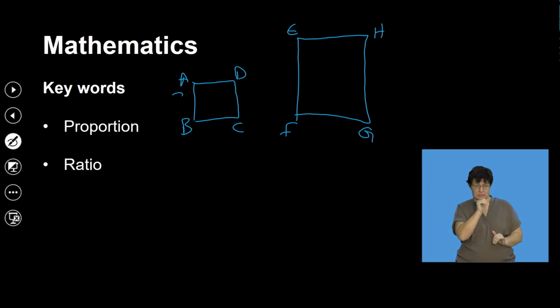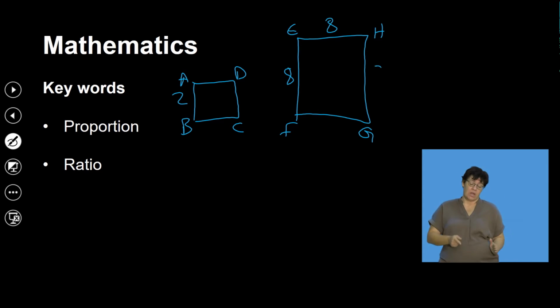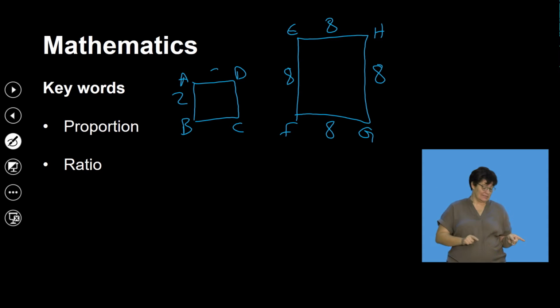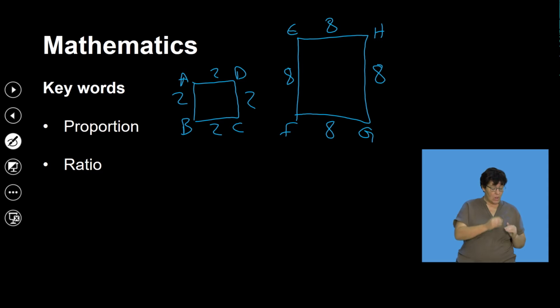Now, if the length of this square is 2 and the length of this square is 8, 8, 8, 8. So it means that for me to move from one side of the smaller square to the other side of the bigger square, I will be multiplying by 4. If I say these two shapes are in proportion, it means that moving from one side to the other side must be the same as moving from the third side to the third side, from the fourth side to the fourth side.